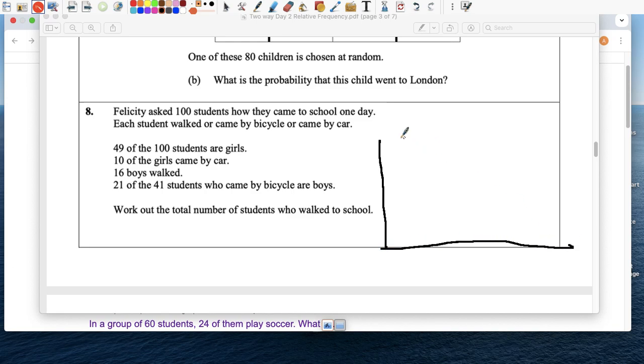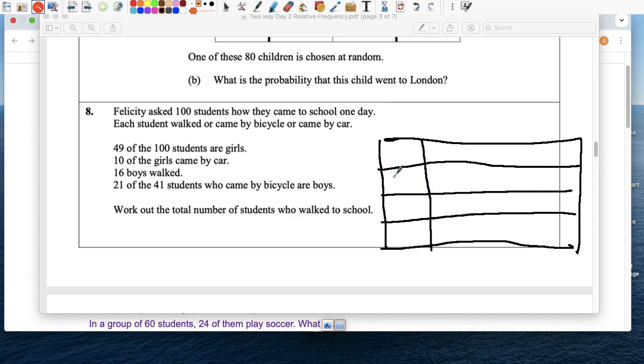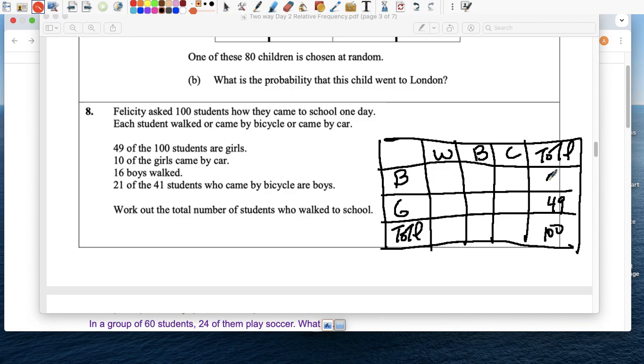There's a walk column. So we have boys, we have girls, total, and then we have walked, bicycle, and car, sorry, and then total. 49 of the 100 students are girls. On the girls, this would be 49. This is 100, which again, this would be 51.